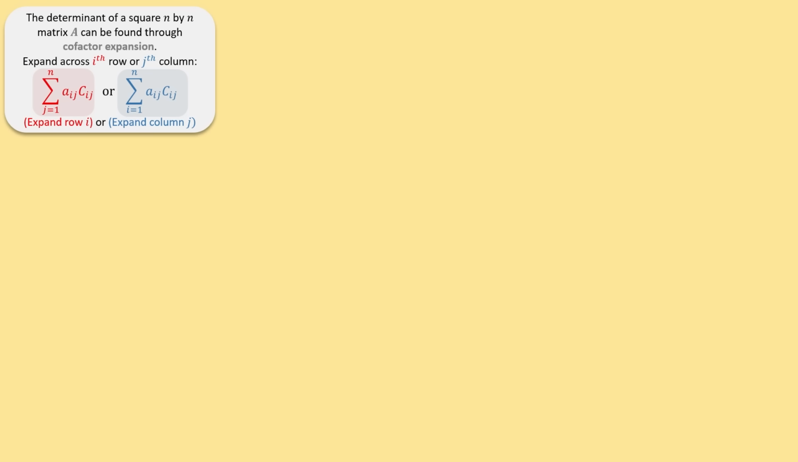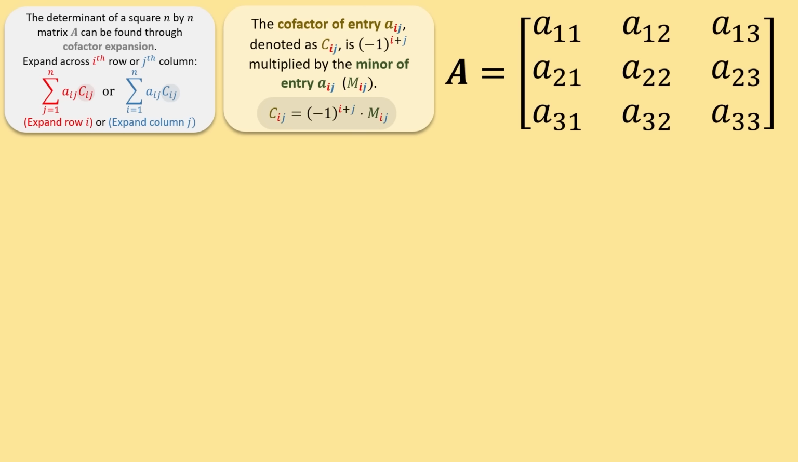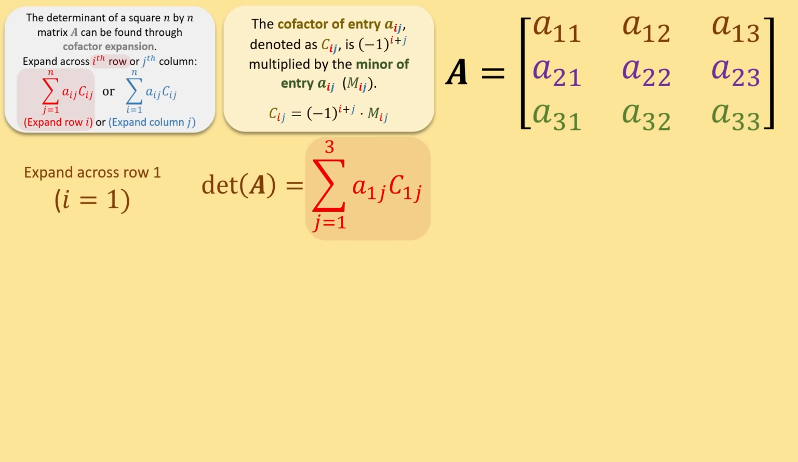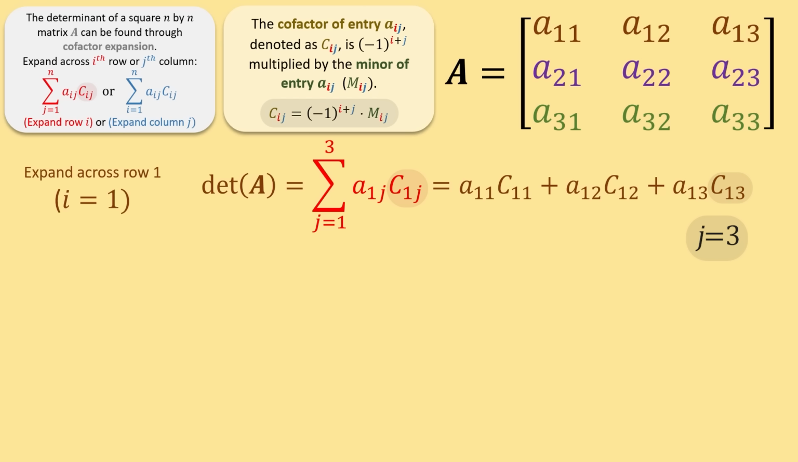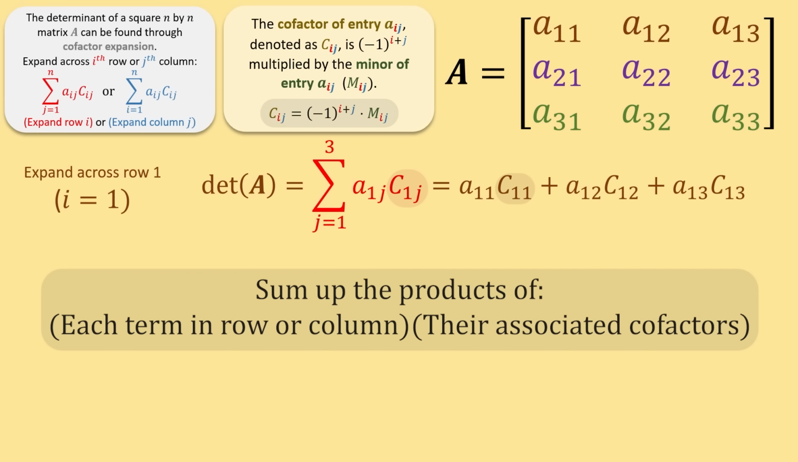In these summations, the Aij entries are the values found in our given matrix A, and the Cij values are the cofactors associated with the selected entries from our matrix A. So if we have a general 3x3 matrix A, we could calculate the determinant using any row or column. If we find the determinant of A using row 1, and following the summation, we get that the determinant of A is equal to A11 times C11 plus A12 times C12 plus A13 times C13. Effectively, we sum up the products of each term in our row with their associated cofactors.